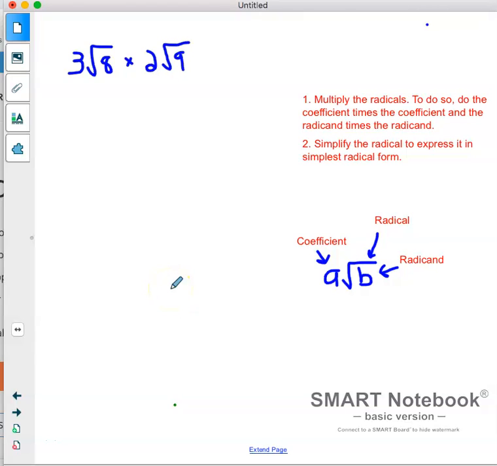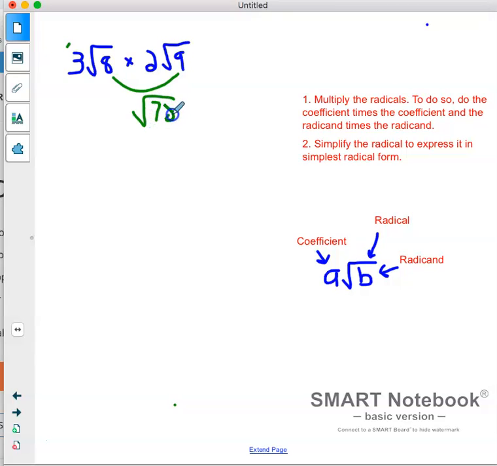So this video is an example of how to multiply radicals. To multiply radicals, we're going to do it similar to fractions, right? We're going to multiply the radicand times the radicand. So we would do 8 times 9, which is going to give us 72.